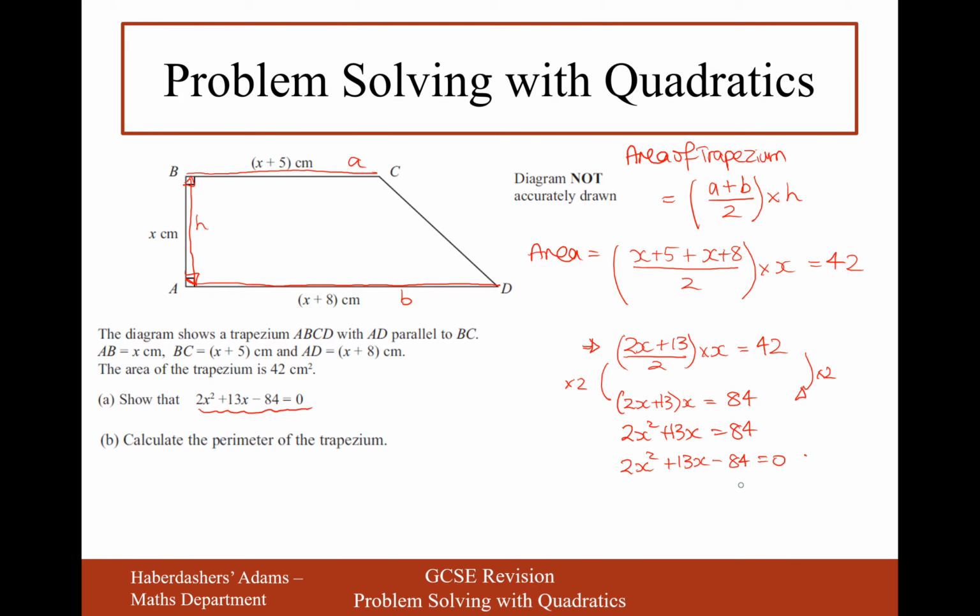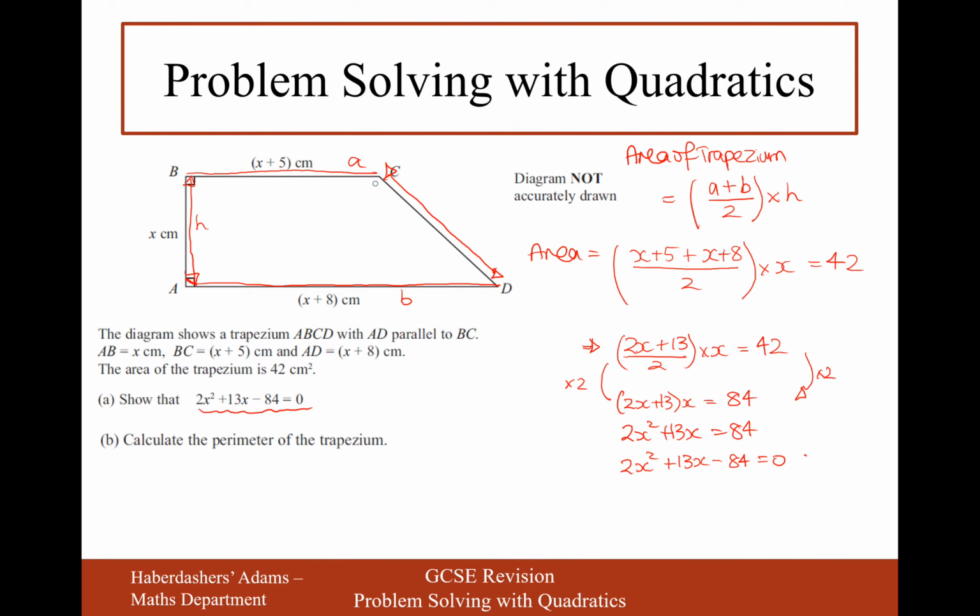Okay, so that's the answer to part A. Now we have to move on to part B. Calculate the perimeter of the trapezium. Okay, well, we need to know all of these dimensions, and we also need to know this dimension extra as well, so there might be some extra calculations there. It looks like it's a diagonal, so maybe Pythagoras might be involved.